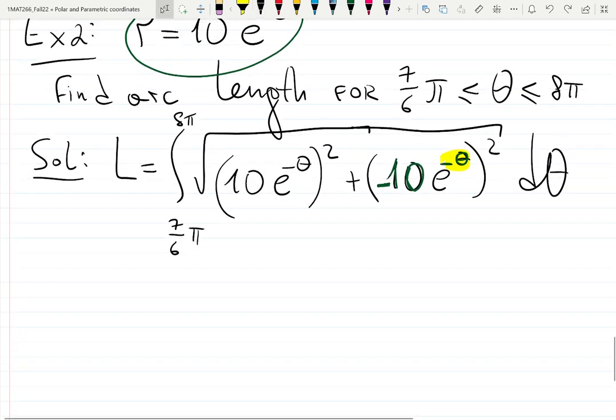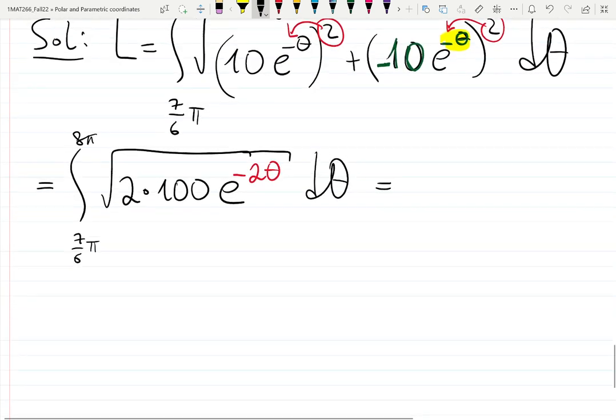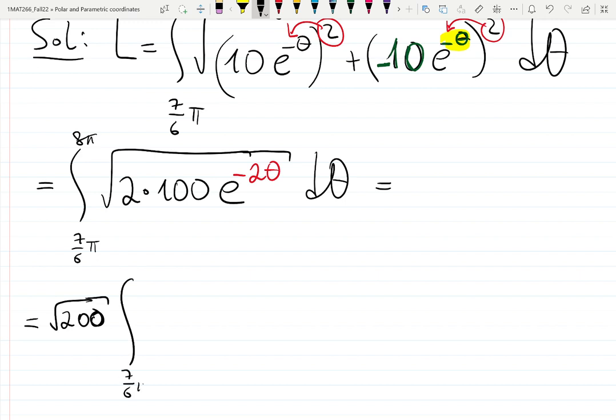But in this case, it's very convenient because then you just have those two added together, from 7 over 6 pi to 8 pi, a square root. You have just double of the same thing, which is 2 times 100 e to what? How do I put down this 2? Do you know? Negative 2, exactly. Negative 2 theta, times d theta. Again, it's an amazing integral to have because I can actually kick out the constant 200s. Let's keep the 200 outside of the integral. Then the square root undoes the 2 because square root is raising to 1/2, and you end up with e to the minus theta d theta.